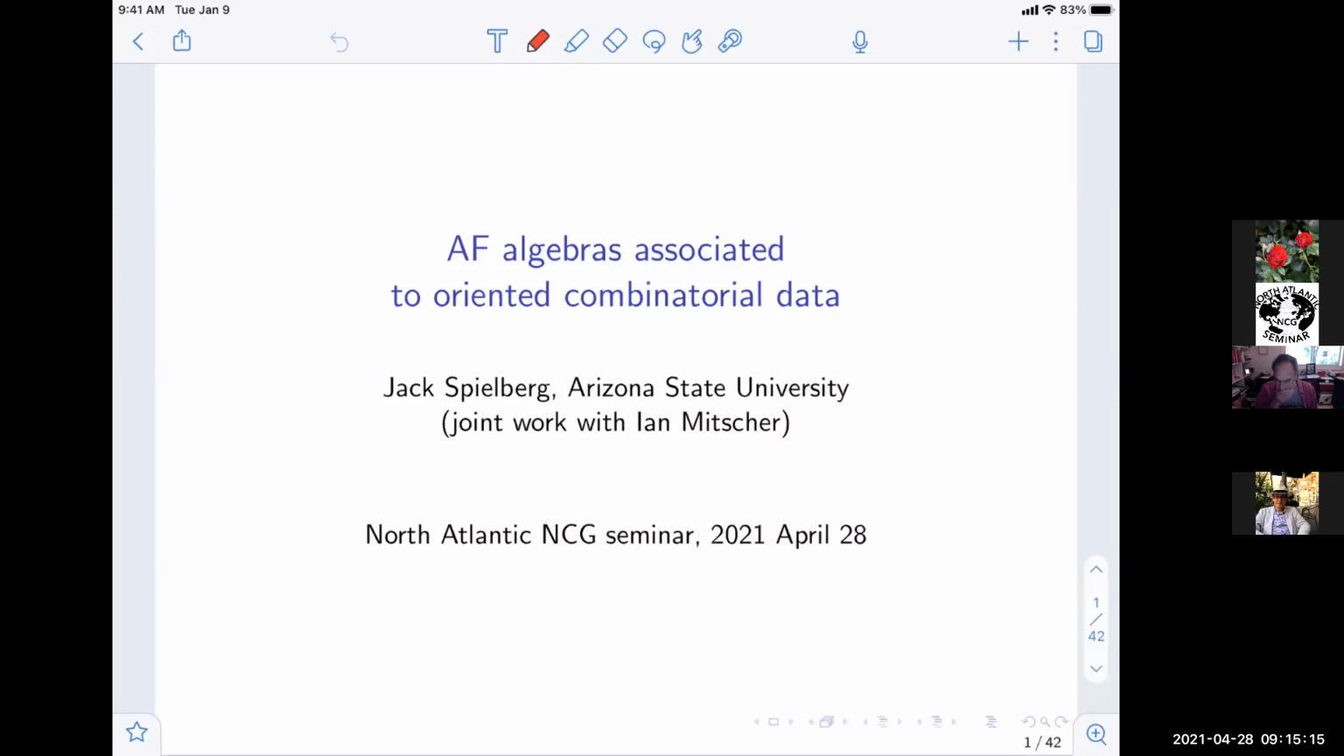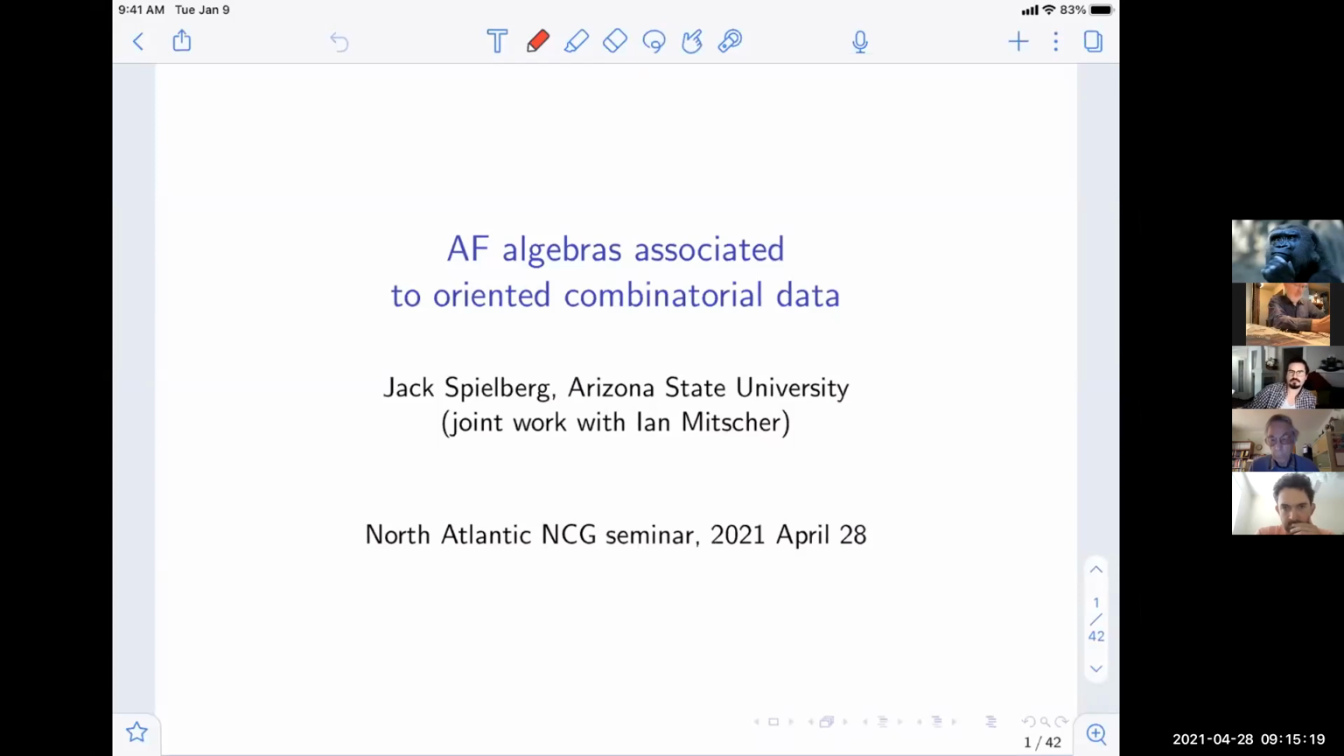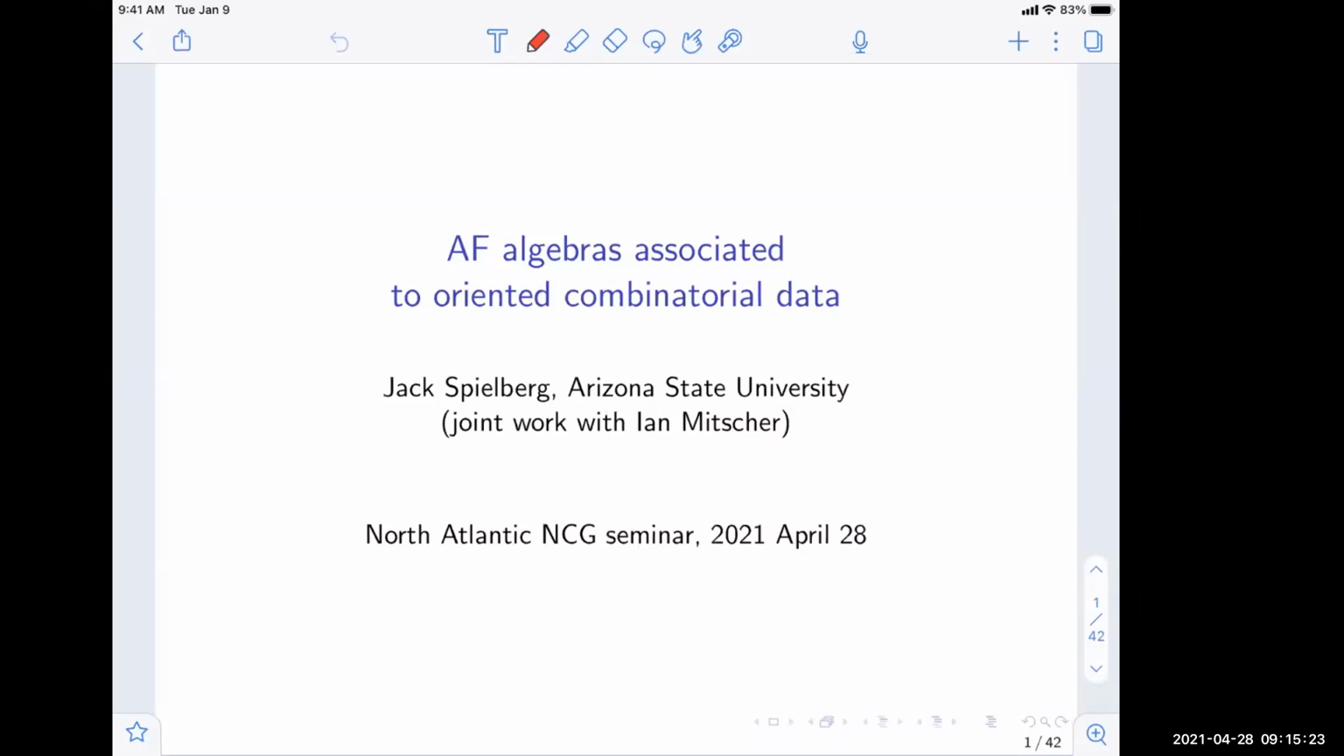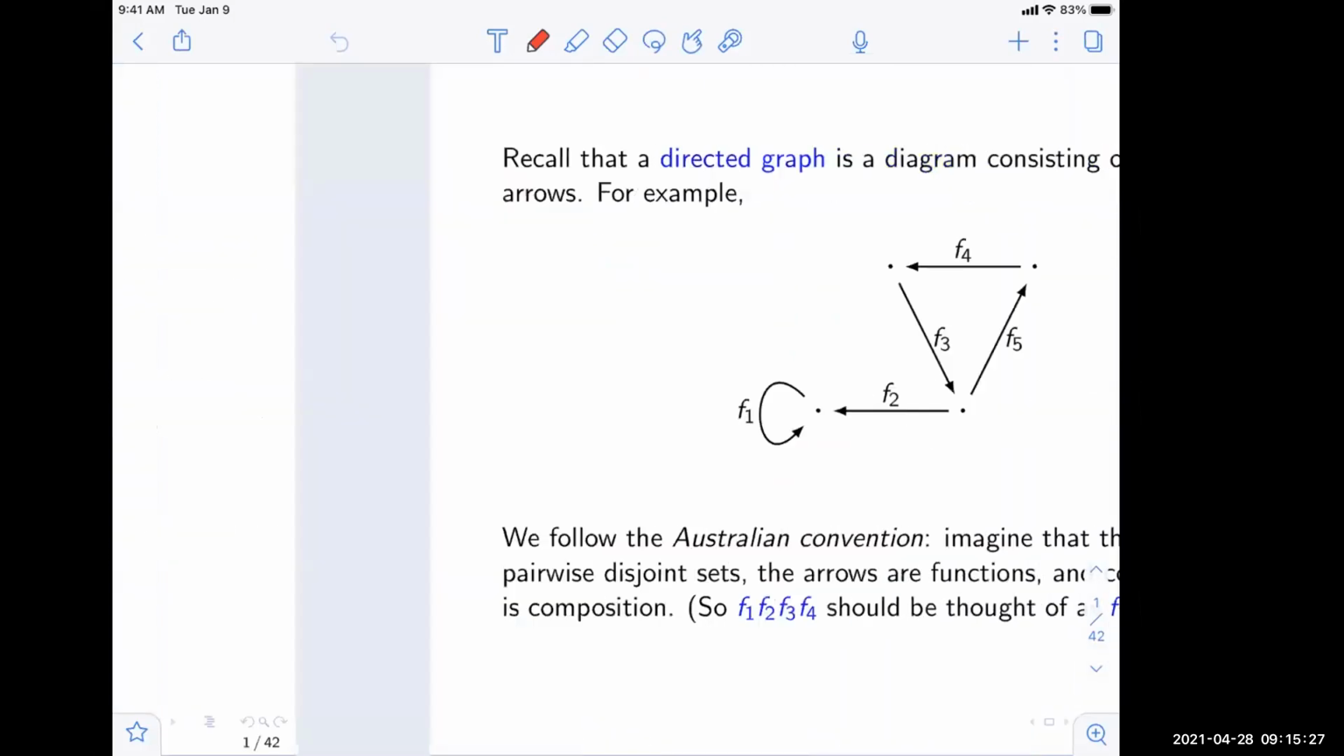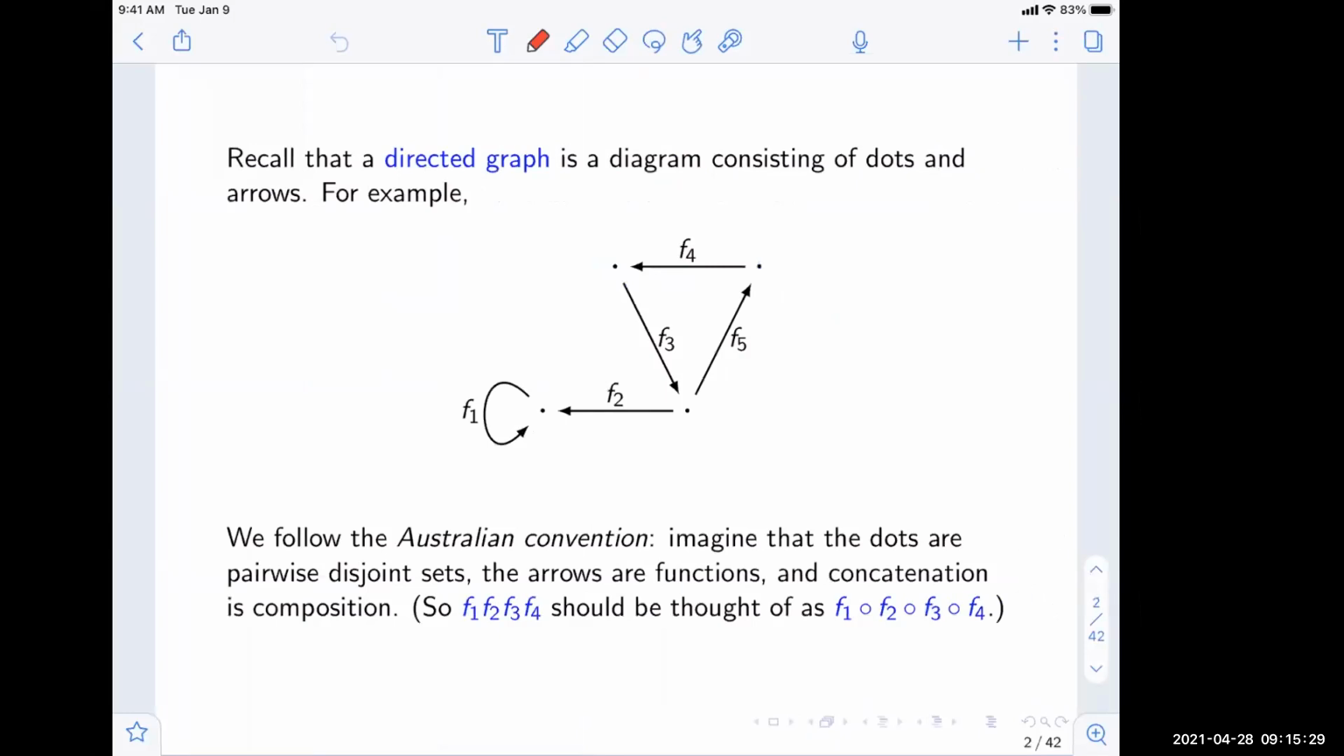So for a while, I've been interested in this construction of C-star algebras from what I call oriented combinatorial data. And really, it began with graph algebras. So a graph is an example of what I would call oriented combinatorial data. So a directed graph is just a bunch of dots and arrows. So here's a typical example.